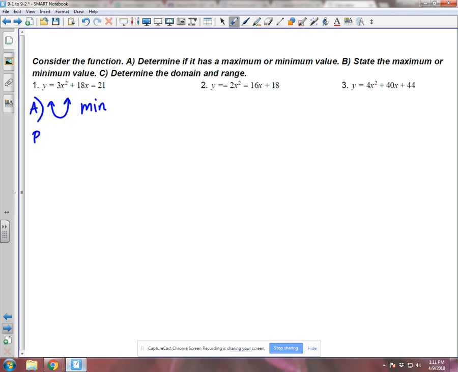Now, part B, it says, what's the minimum value? Where does the minimum occur? What is that point called? The vertex. So if I'm going to find the minimum, I got to find the vertex. Is that in standard form or vertex form? So I'm going to go ahead and write that underneath here. Do you guys think it helps to write it underneath there? Yeah? Okay, so what's the B right now?